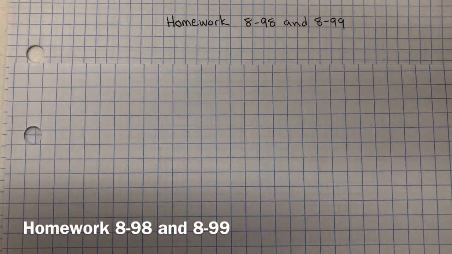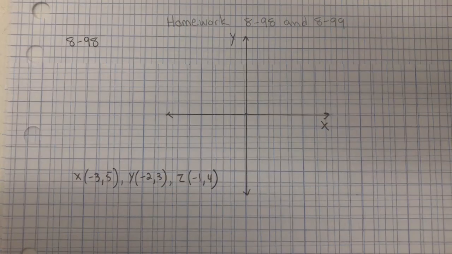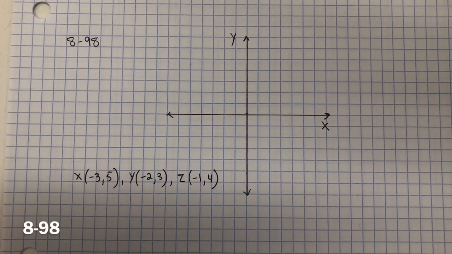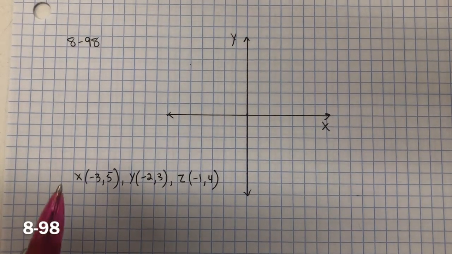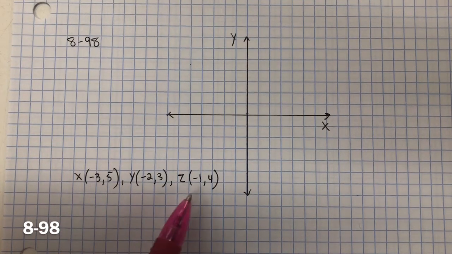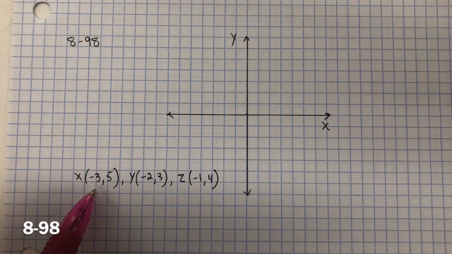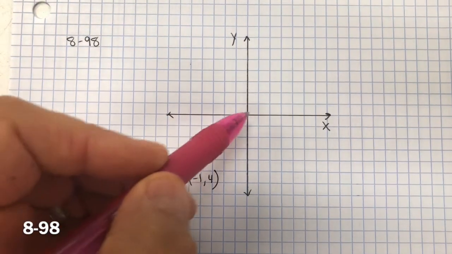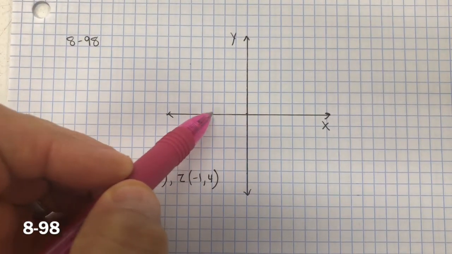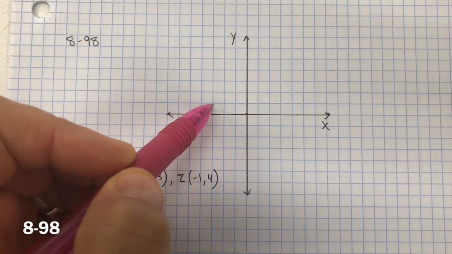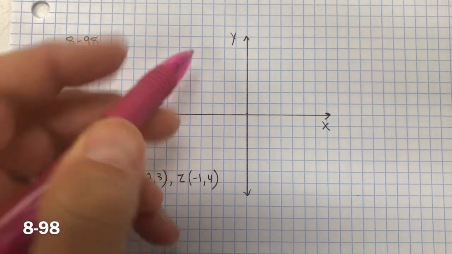This is the homework for 898 and 899. In problem 898, you need to graph the points X, Y, and Z. So for X, it's (-3, 5): -3 on the x, 1, 2, 3, and 5 on the y, 1, 2, 3, 4, 5.